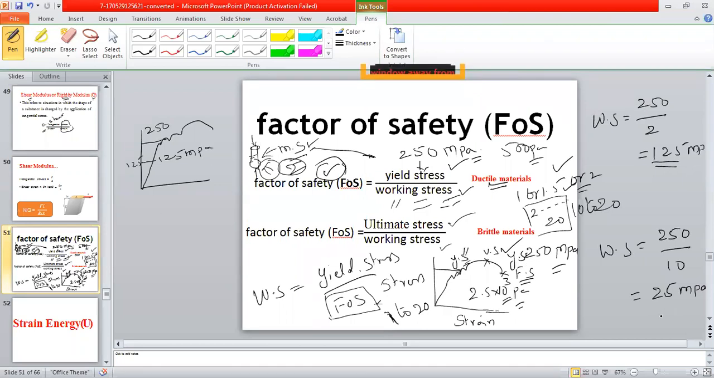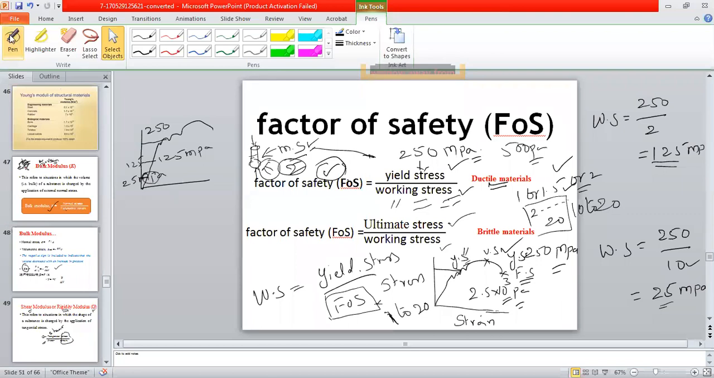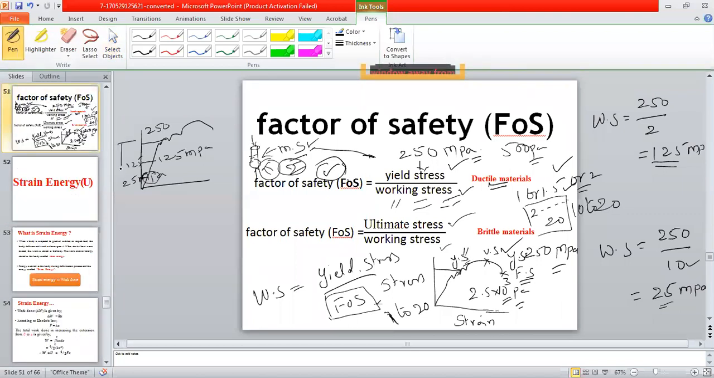If I consider the aeroplane, I am taking the factor of safety as 10. Therefore, the working stress will be here, which is nothing but 25 megapascal. So if we see in this graph, we are in the safe region. We are getting more safe region, this much of safe region for an aeroplane design.